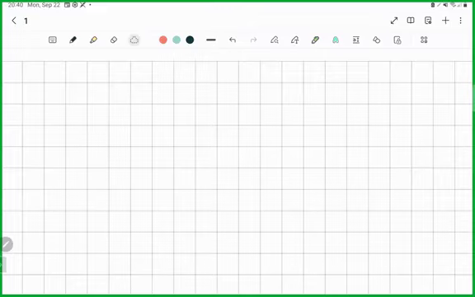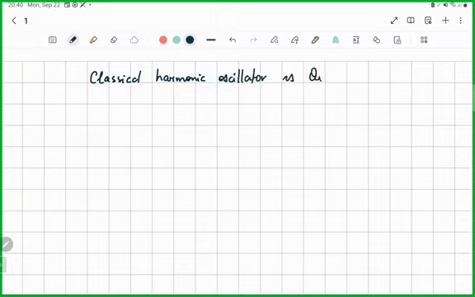Okay, so now what I want to discuss with you is the differences between a classical harmonic oscillator and the quantum harmonic oscillator. So let's start with the classical harmonic oscillator. Now that's something that you already learned in previous classes. So what do we know about the classical harmonic oscillator?